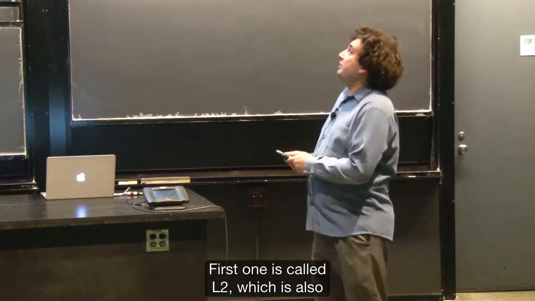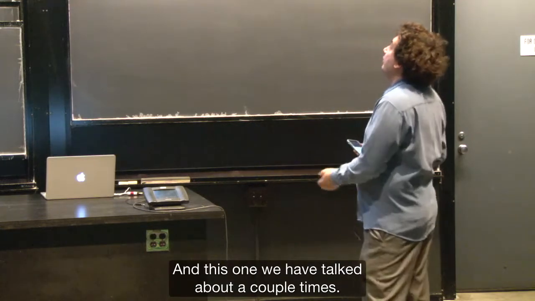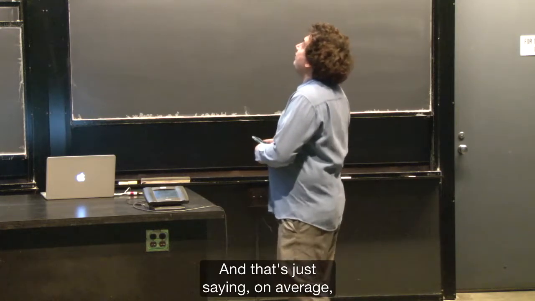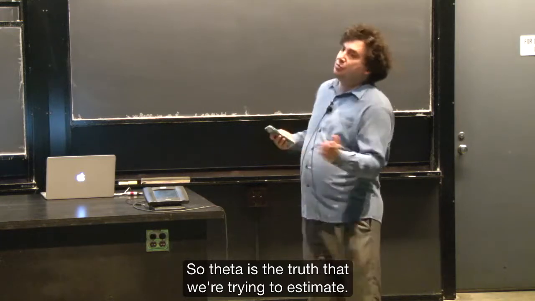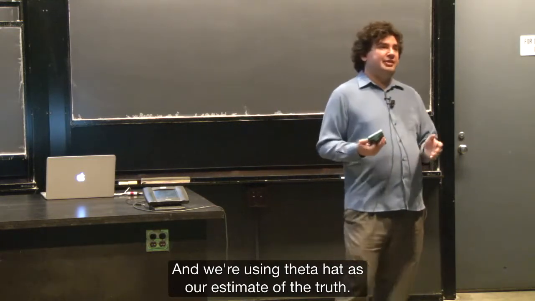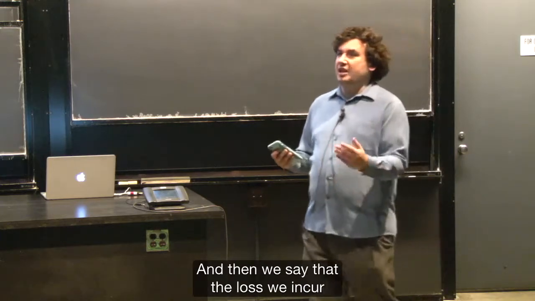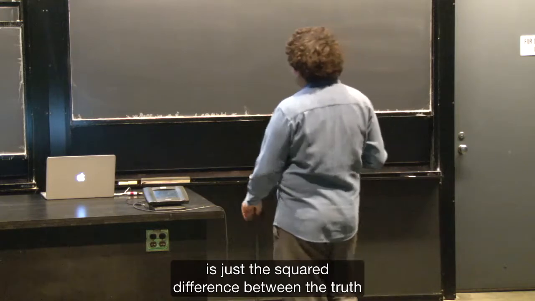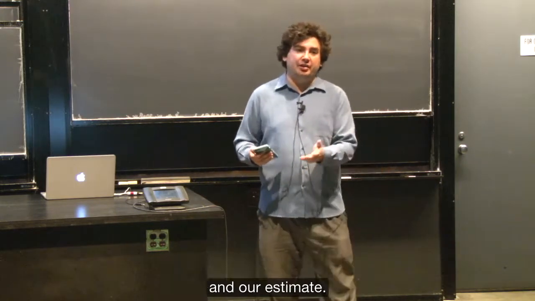The first one is called L2, which is also just called mean squared error, and this one we have talked about a couple times. And that's just saying, on average, what's the squared difference? So theta is the truth that we're trying to estimate, and we're using theta hat as our estimator of the truth. Okay, and then we say that the loss we incur is just the squared difference between the truth and our estimate.